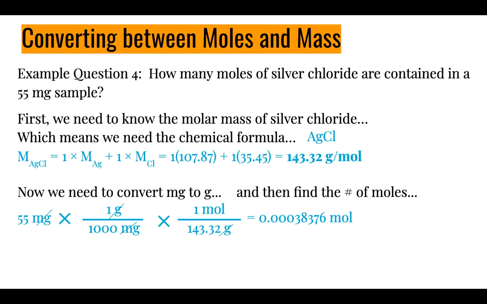Now we check our significant figures. We need to have 2 from 55. Remember that 1,000 is a defined value and has infinite significant figures, so we only need the 2 from the 55. We're also going to convert that into scientific notation just because it's a little nicer to look at, not so many zeros. Okay, so there's our final answer to 2 sig figs: 3.8 times 10 to the negative 4 moles.